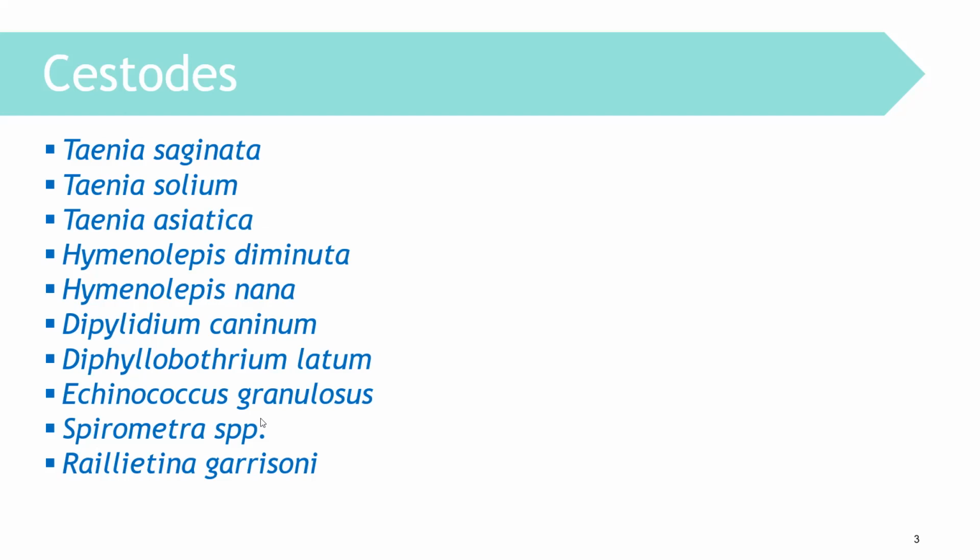We also have Hymenolepis diminuta, also known as the rat tapeworm. We also have Hymenolepis nana, also known as the dwarf tapeworm. We have Dipylidium caninum, also known as the dog or cat tapeworm. We also have Diphyllobothrium latum, also known as the broad fish tapeworm. Next in line is Echinococcus granulosus, known to be the dog or hydatid tapeworm. You also have Spirometra, and of course Taenia saginata.